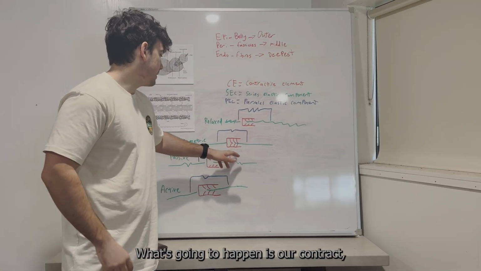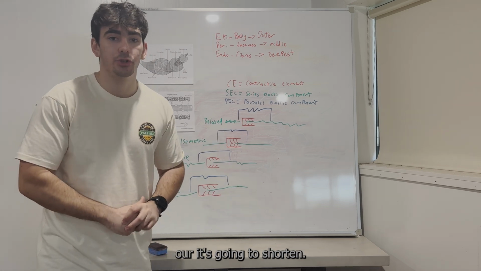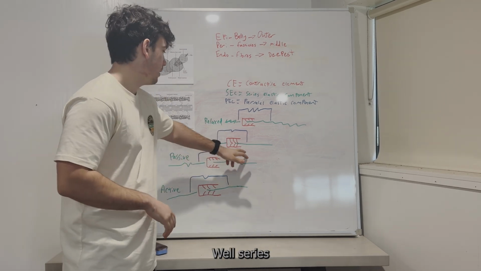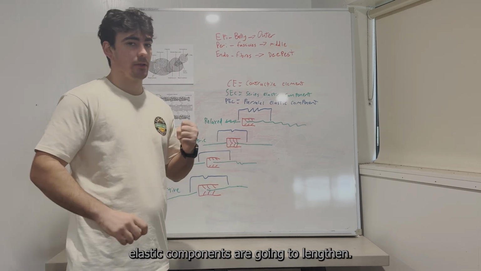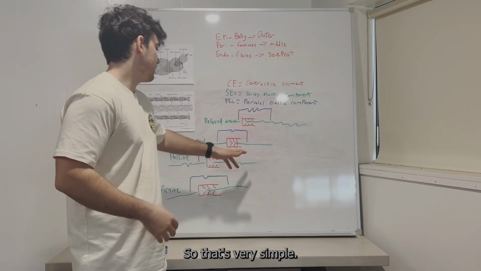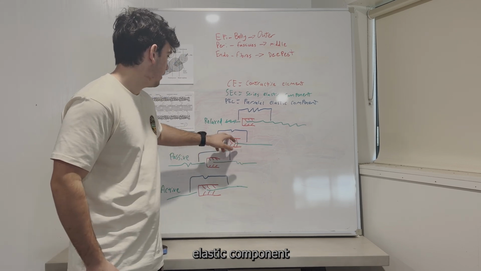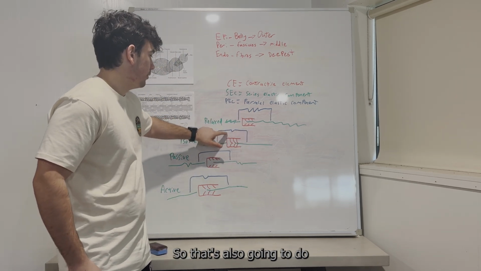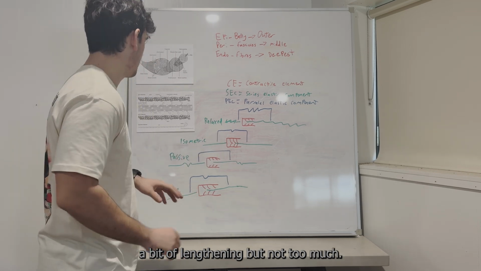What's going to happen is our contractile element is going to shorten, but the muscle as a whole won't. How's that happen? Well, series elastic components are going to lengthen, and that's going to cancel out the movement. So that's very simple. And of course, in the parallel elastic component, there's a few Zs missing, so that's also going to do a bit of lengthening, but not too much.